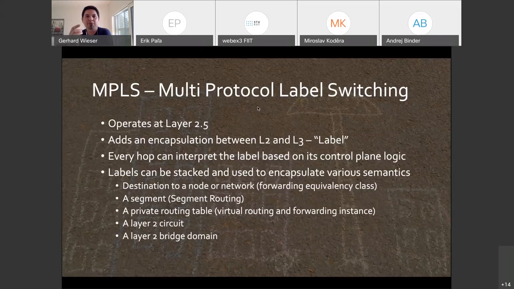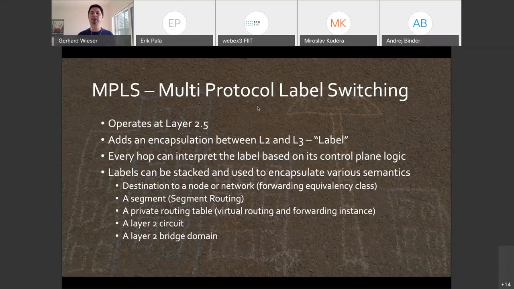Over the course of time, there have been additional protocols creeping in, and I'm going to talk about some of those. Multi-protocol label switching, MPLS, has been used by providers, but also by many corporations, to build an abstraction between the forwarding and the control plane. Those labels can encapsulate different things like the forwarding equivalence class, where a label is kind of equivalent to a prefix. You can have segments, which are arbitrary places, either links or nodes, that the label encapsulates. You could have private routing tables, where the label points you to a private routing table. And you use the label to encapsulate layer two information.